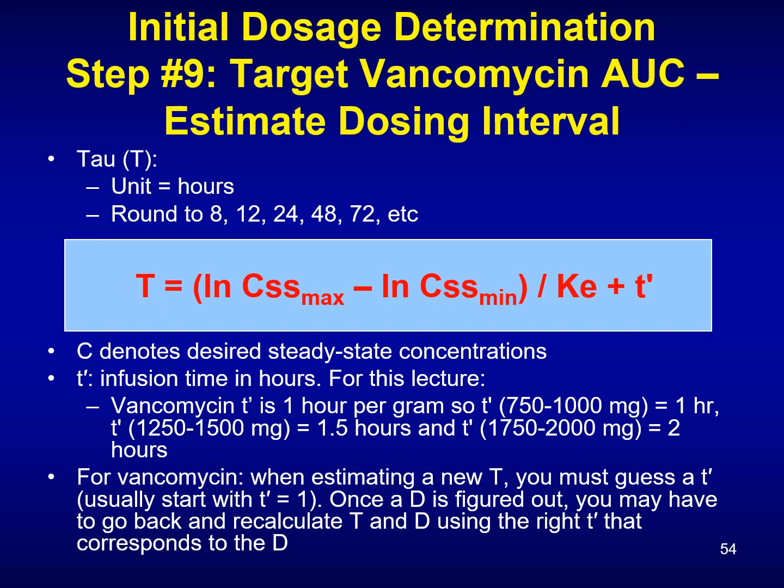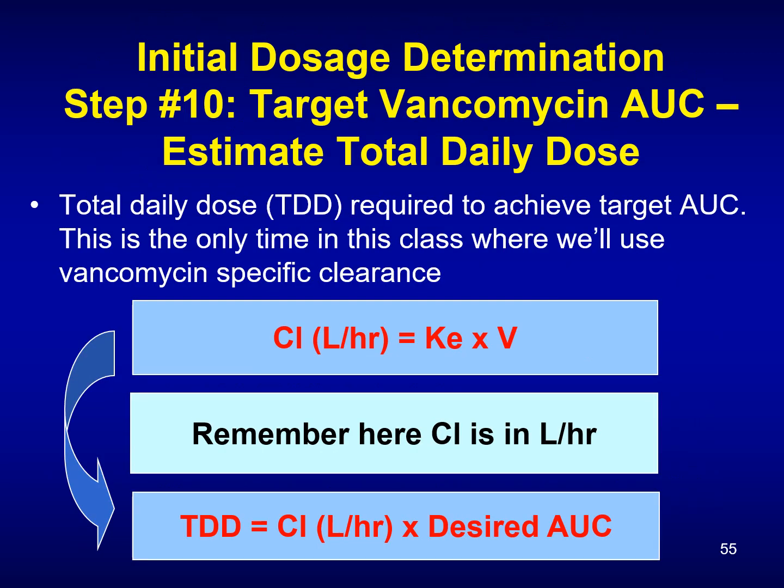Step number 9 is the last step in which the equation is the same for either targeting Vanco-AUC or for Cminimum dosing used for Vanco or aminoglycoside. So this is the same slide as before for tau. Step 10 now is different when dosing to target AUC. It is to estimate a total daily dose, which is the dose required to achieve target AUC, and this is the only time in class where we'll be using the Vanco-specific clearance instead of approximating Vanco clearance with creatinine clearance.